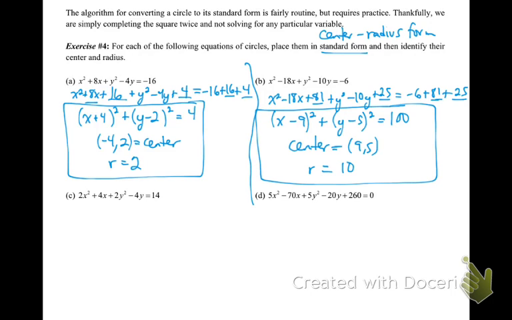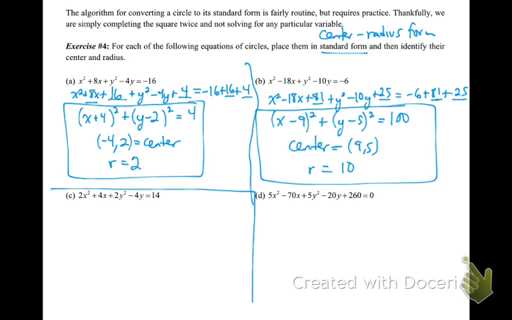Hopefully you did that just as well as I did. Now let's look at letter C. Notice for all the ones we've been doing so far, we've been dealing with just an x squared, just a y squared. No 2x squareds or 2y squareds. So it might be helpful if we can get rid of that 2 in both of these.